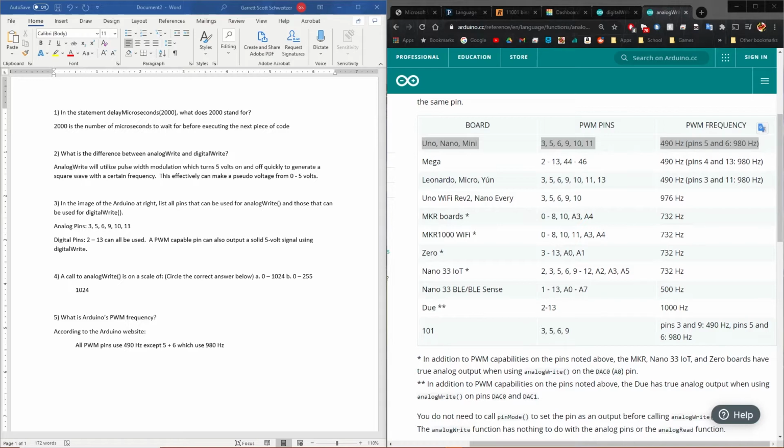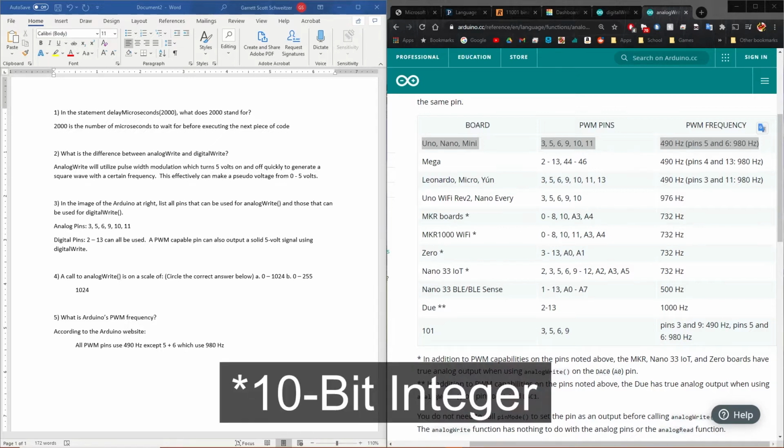In the Arduino on the right, the analog pins are 3, 5, 6, 9, 10, and 11, which have a tilde next to them. The digital pins are 2 through 13, so all the output pins could be used for digital write, because an analog pin also functions as a digital pin, because all it will be doing is outputting the full 5 volts. And then a call to analog write is on a scale of 0 to 1024 because it's using an integer, which I believe is a 16-bit number.